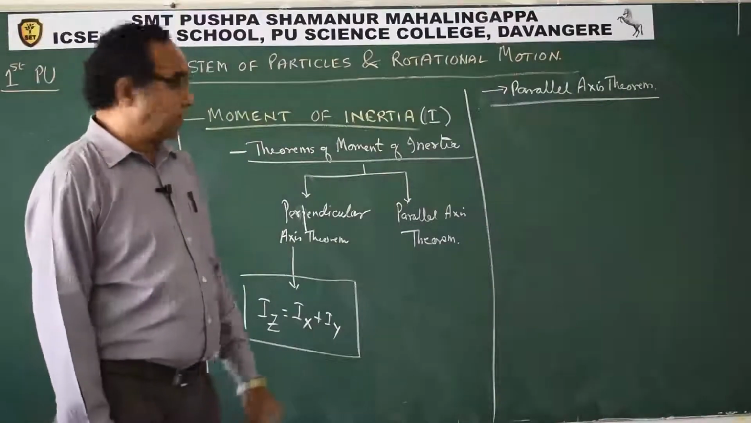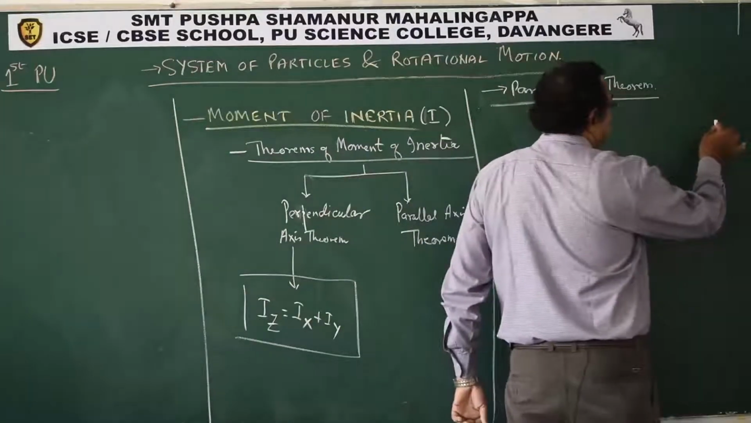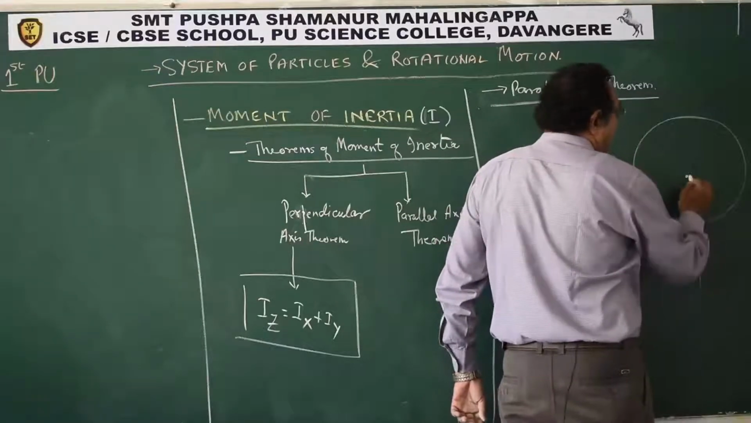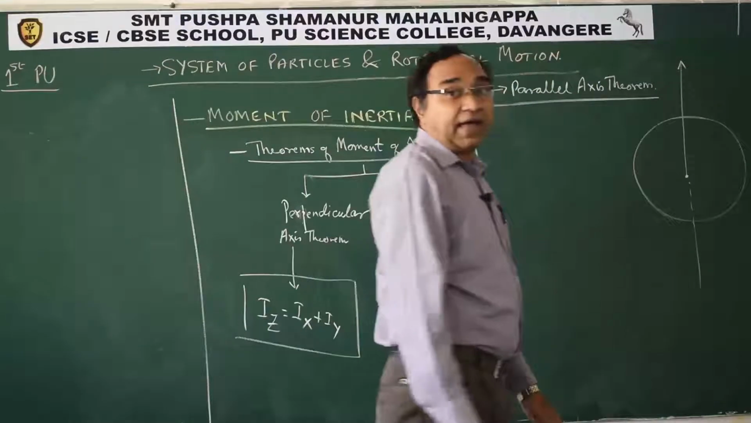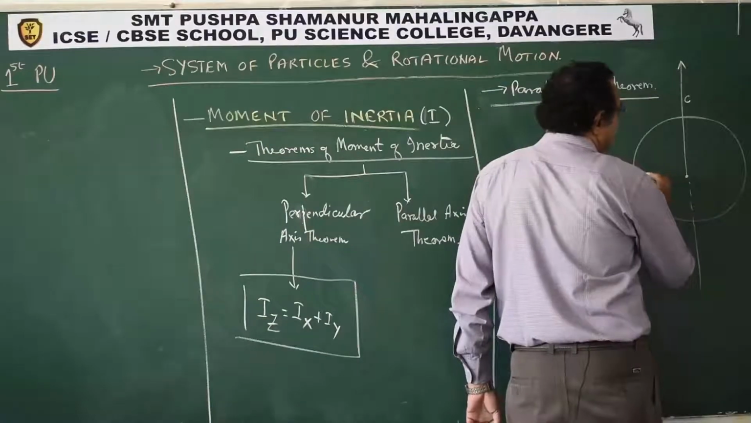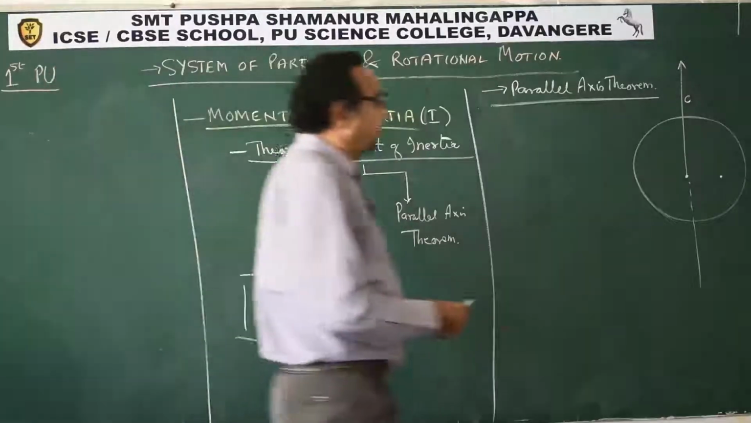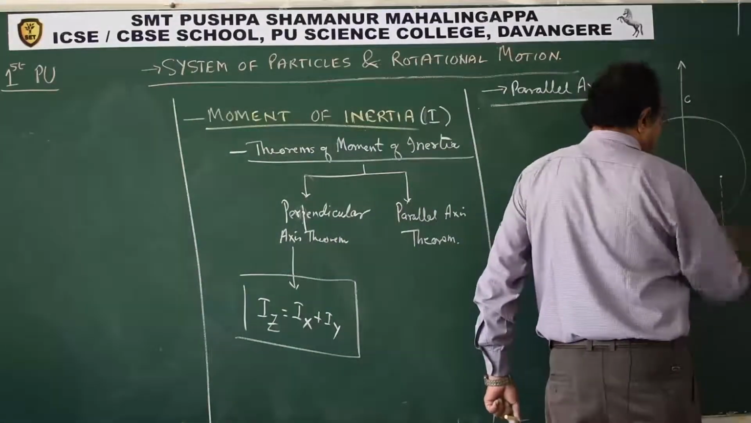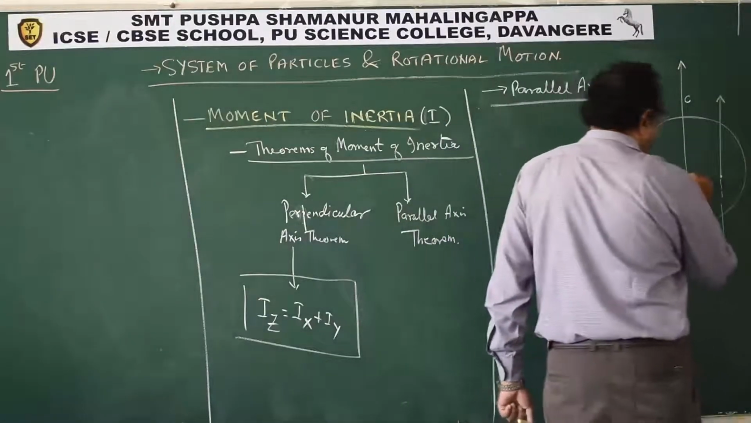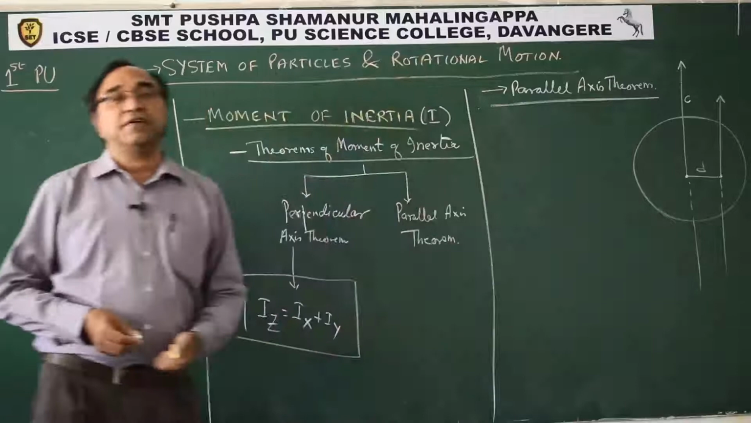Well students, now let us take the next theorem, that is parallel axis theorem. How exactly is this to be used? Suppose that we are having some body like this. This is our central axis. Now we are asked to find moment of inertia about an axis which is like this, such that this distance is d. This is what exactly we are given.